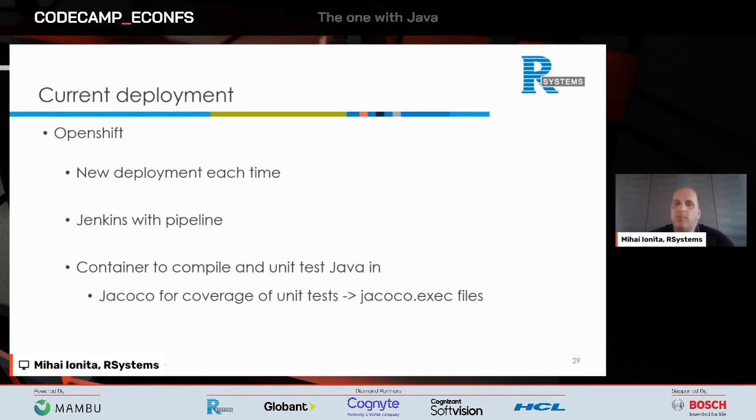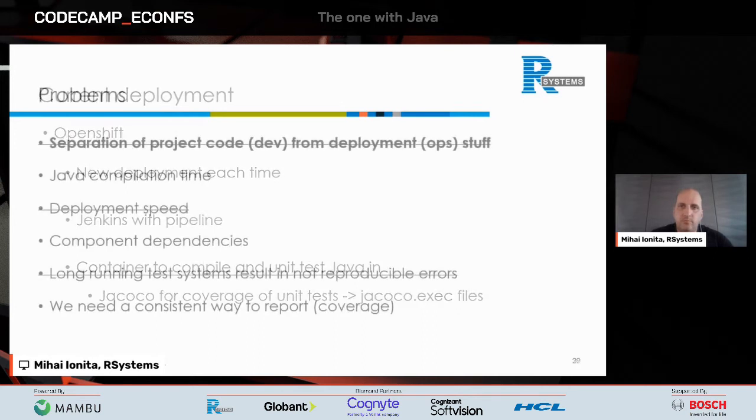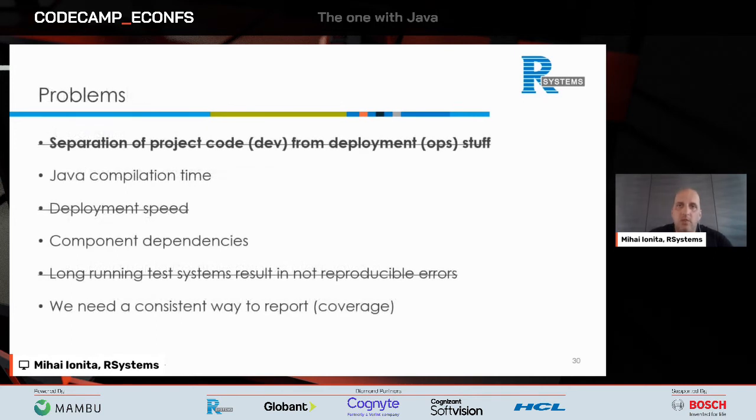Of course, there are multiple frameworks available. In our case, we'll see why we chose Jacoco in the later slides. So one more problem solved. Now we have a separate project for the code and a separate project for CICD, the one that brings up everything and starts the compilation.